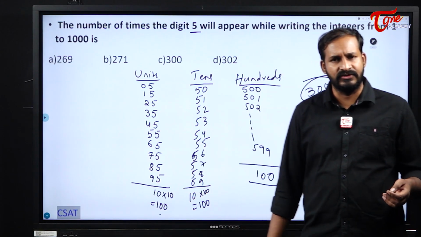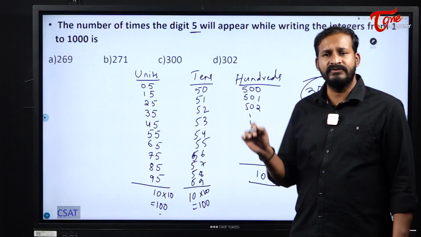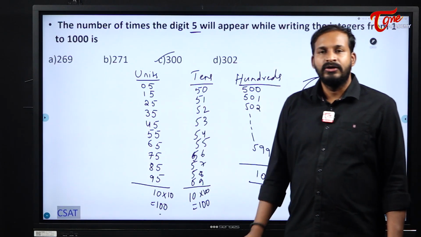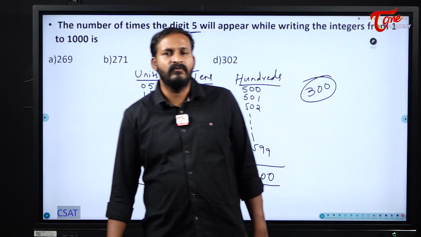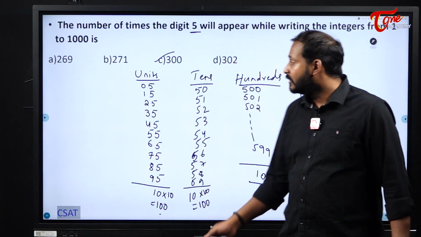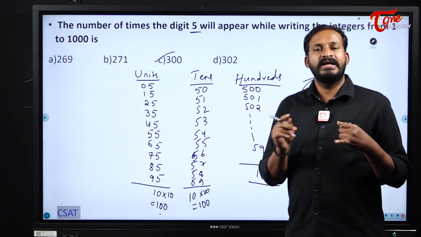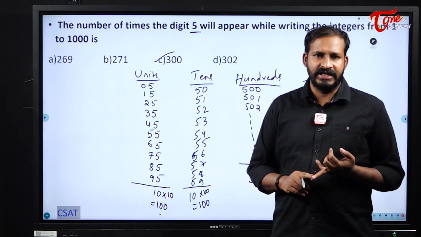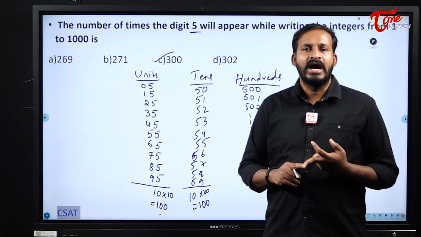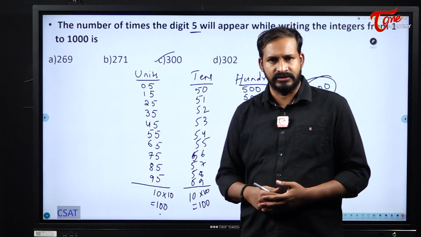Not only digit 5 students. If you check digit 2, digit 3, digit 4, all these digits will be used for 300 times to write the digits from 1 to 1000. Understood? So we should follow a particular strategy to count the digits. How many times the digit will be used in units place? How many times it will be used in tens place? How many times it will be used in hundreds place? If there is thousands place, you should count that thousands place also.